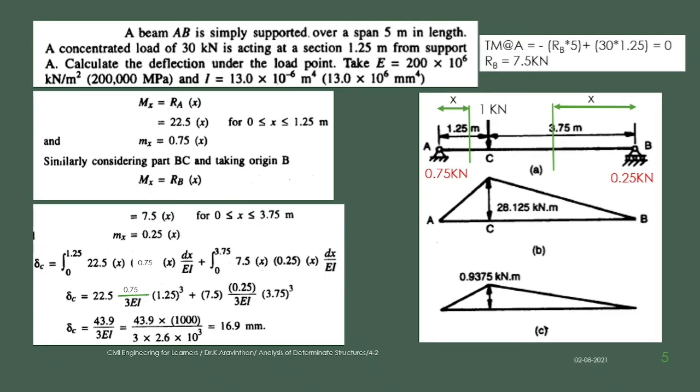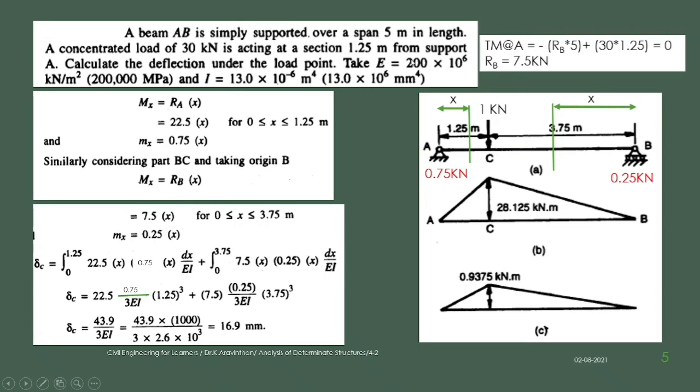When you integrate x square, you will get x cube divided by 3, and the upper limit is 1.25 cube minus the lower limit 0, and you will get this term. And if you multiply 7.5 into 0.25 into x square, and integrate x square, you get x cube by 3, with the upper limit 3.75 cube, and you can simplify this term. You will get 43.9 divided by 3 EI, and you know the components E and I.